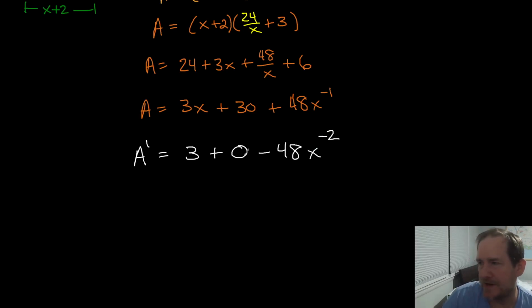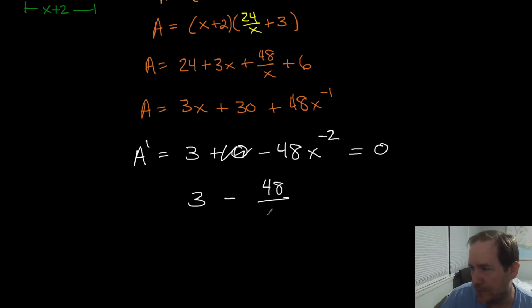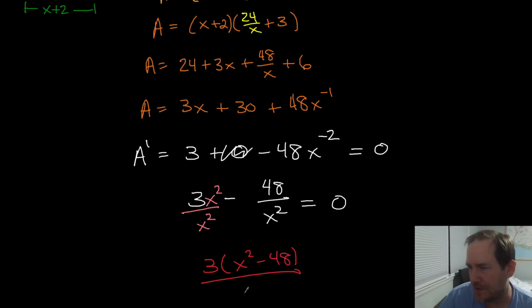Now just clean this up and get it into a better form so that we can set it equal to 0 and solve. So obviously the 3 stays 3, 0 just goes away. This will now be a minus 48 over x squared equals 0. And we could solve this a couple of ways, but the way that you're technically supposed to solve is to generate a common denominator. So multiply by x squared over x squared. Then you can combine these terms. And in the numerator, you can even factor out a 3. So you'd end up with 3 times an x squared minus 48, and then this is all over x squared. And it's all supposed to still equal 0.